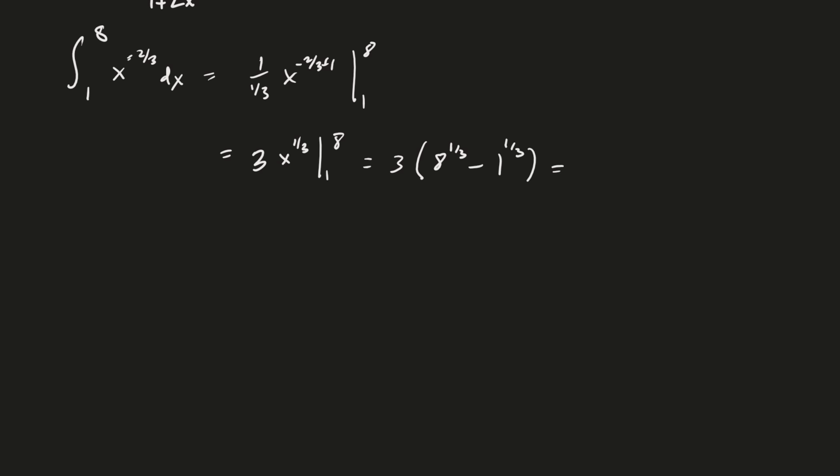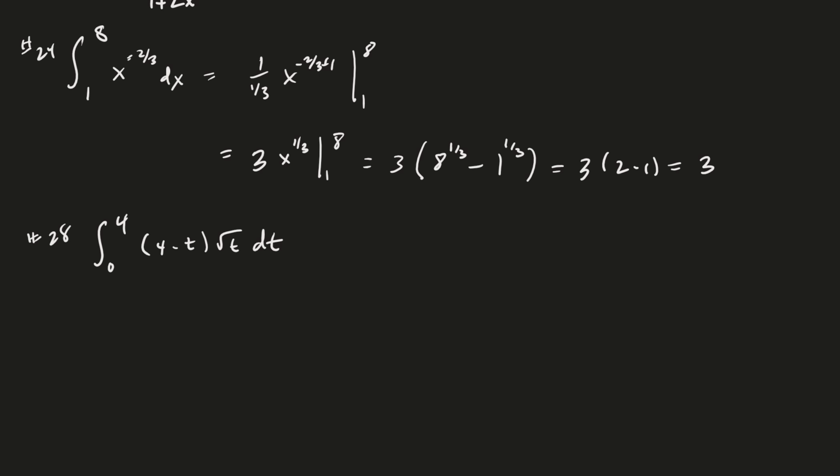The cube root of 8, do you remember that one? Or do you know that one? 2 times 2 times 2 is 8, so that's going to be 3 times 2 minus 1. I guess that's 3. Good. I'll pause and we'll write down the next one.